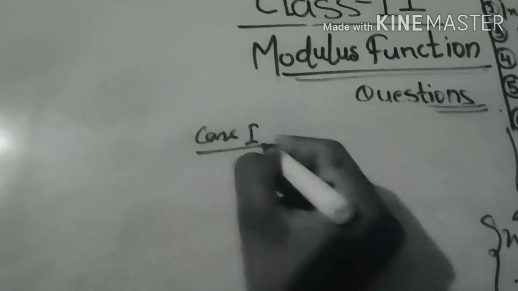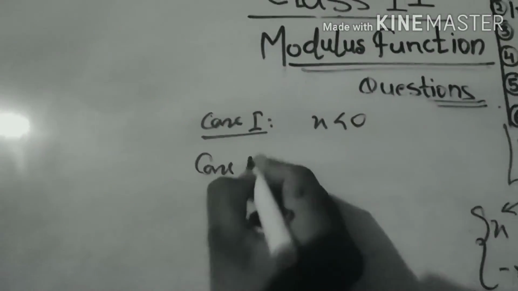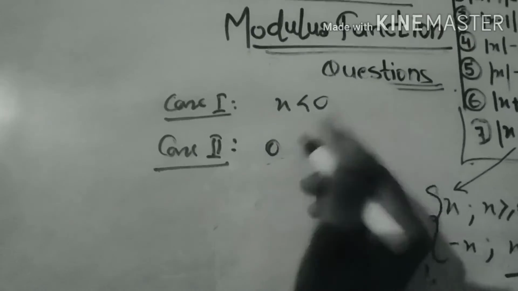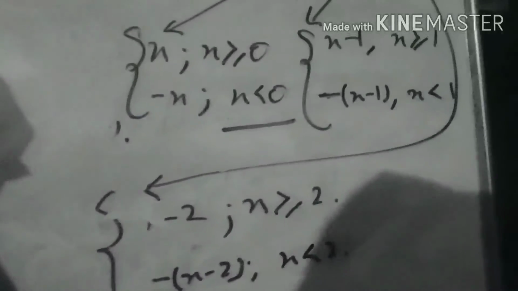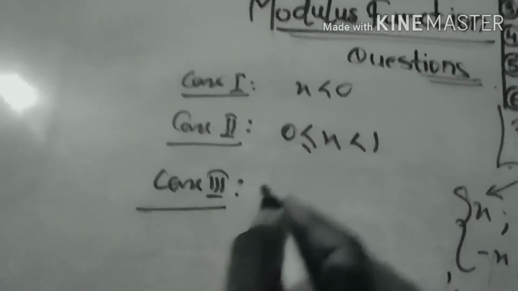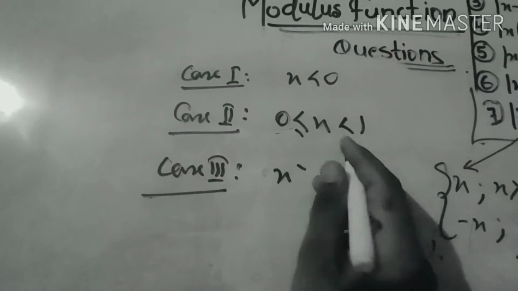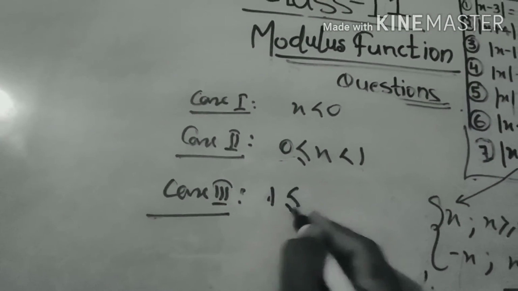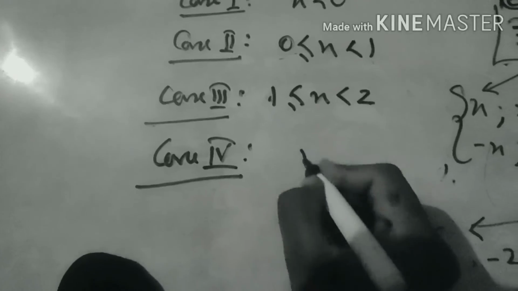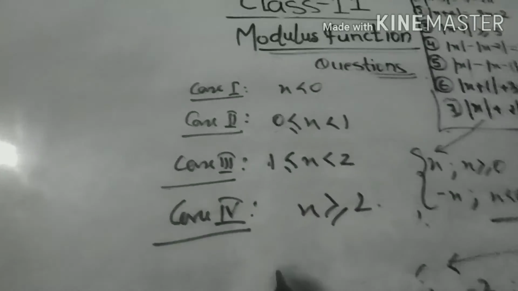First, case 1: x is less than 0. Case 2 will be x is greater than or equal to 0 but still less than 1. Case 3 will be x is greater than or equal to 1 but still less than 2. And case 4 will be the main thing, that is x is greater than or equal to 2. So we'll be solving the question based on this.